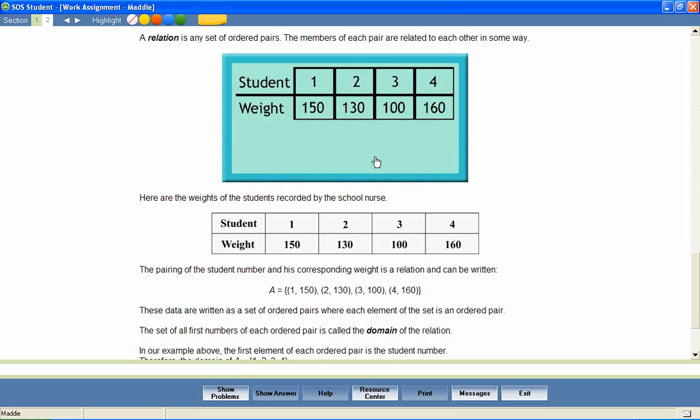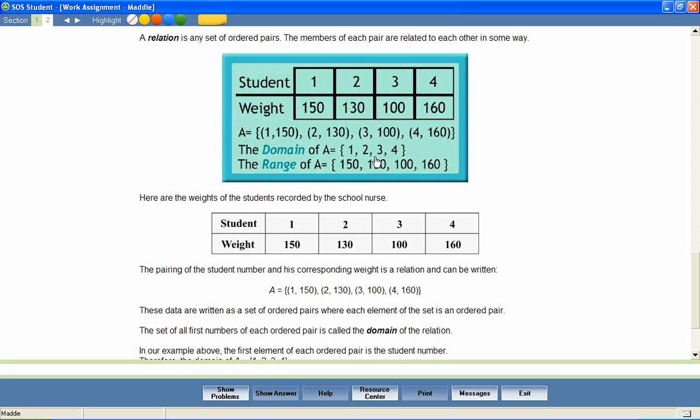Suppose that the weights of any number of students are recorded by the school nurse. The pairing of the student number and his corresponding weight is a relation and is written like this. These data are written as a set of ordered pair numbers. Each element of the set is an ordered pair. The first element of each pair is the student number, and the set of all the first elements is called the domain of the relation or data set. The second element of each pair is the weight, and the set of second elements is called the range of the relation or data set.